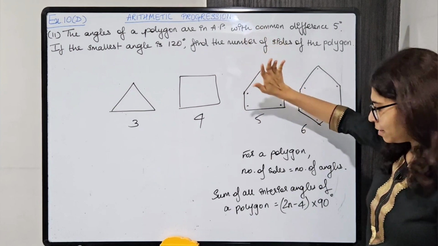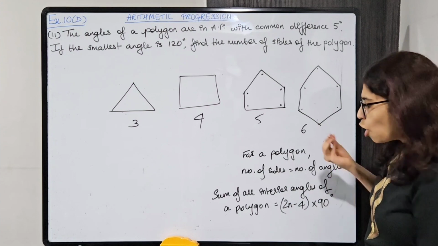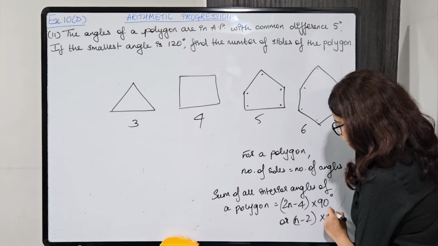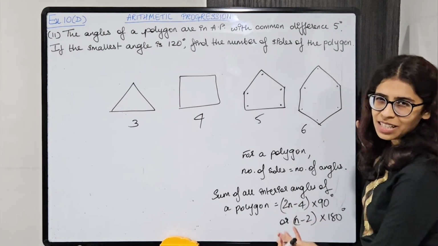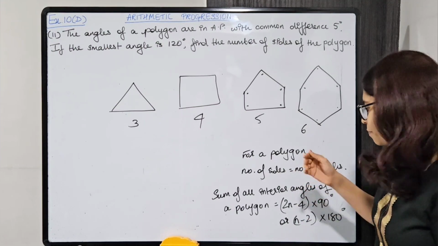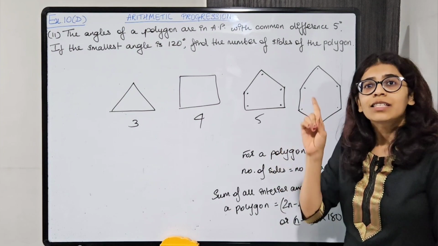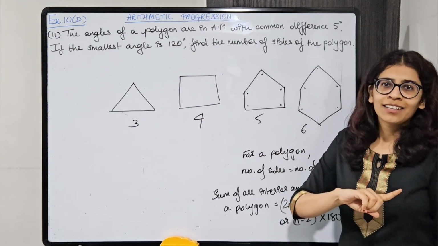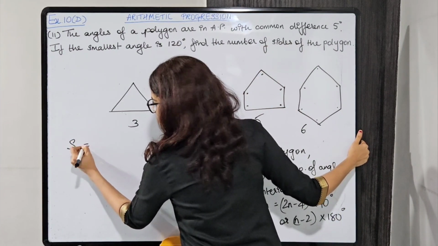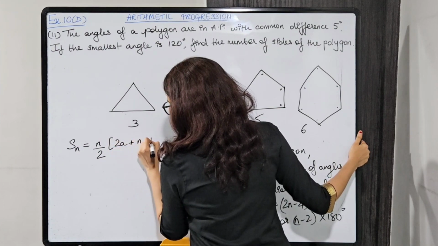I'll come to the question later. So we know that sum of all interior angles is this. Okay, or in other words it is n minus 2 into 180. You can consider this also, both are the same. Basically from here I took out 2 and multiplied it inside. That's it. Okay. So we know this, but I can also say that sum of all interior angles of the polygon, it is n by 2 into 2a plus n minus 1 d.